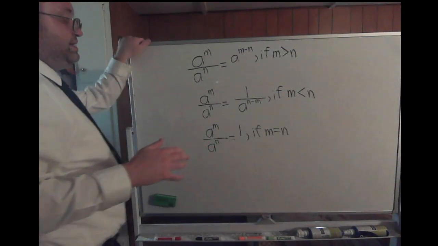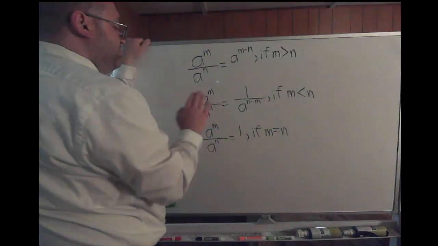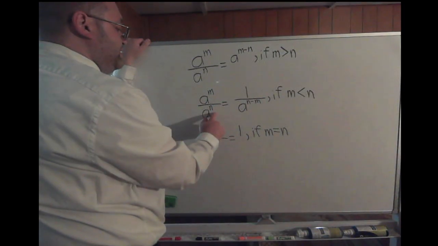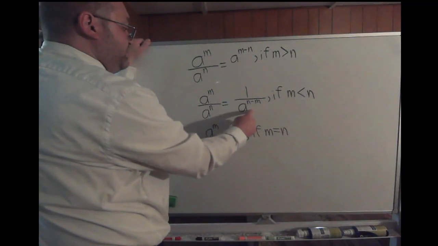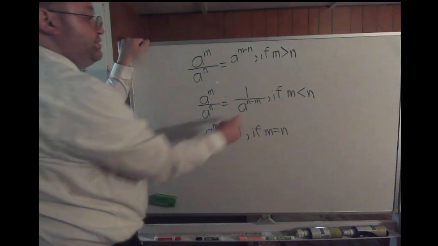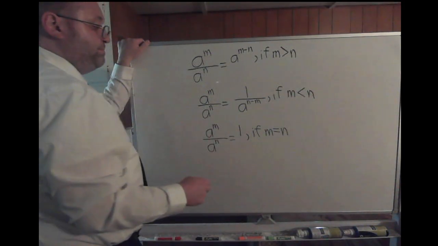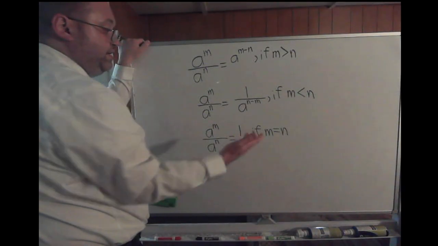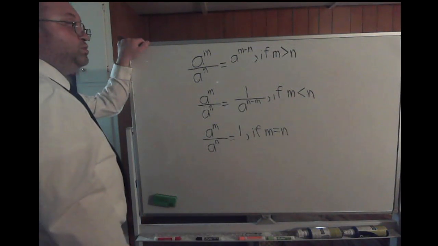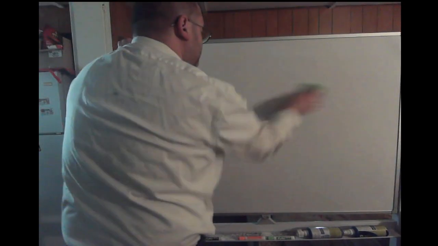If, on the other hand, we take that same base and the same powers, but the power in the denominator is bigger than the power in the numerator, then you're going to have 1 over the base to the power in the denominator minus the power in the numerator. And if both powers are equal, of course you just get 1, because anything divided by itself is 1. So that's a synopsis of where we're going.